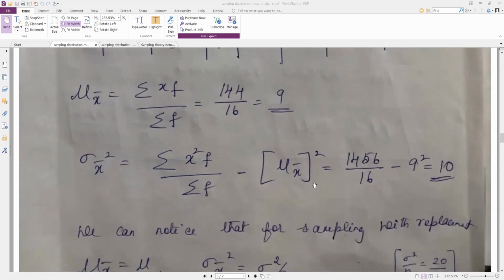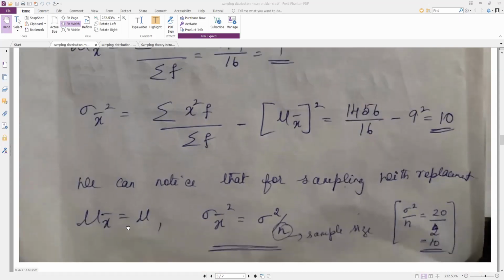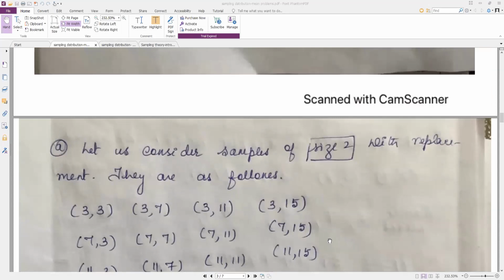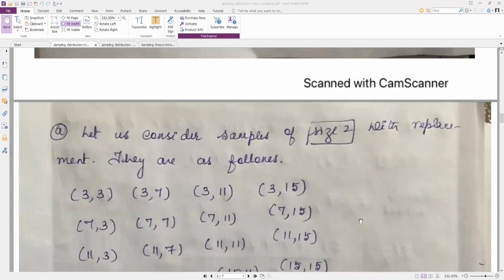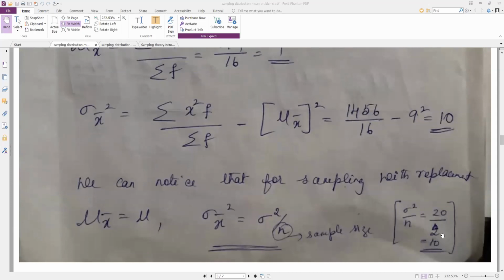So what we can notice is that mu x bar is 9 and sigma x bar square is 10, correct? So mu x bar is the same as the population mean. And what about sigma x bar square? It is sigma square by n. What is sigma square we got for the population? Sigma square is 20, right? 20 by n, where n is the sample size, which is 2. So sigma square by n is 10. So sigma x bar square is the same as sigma square by n. So we have noticed that for sampling with replacement, this relation holds.